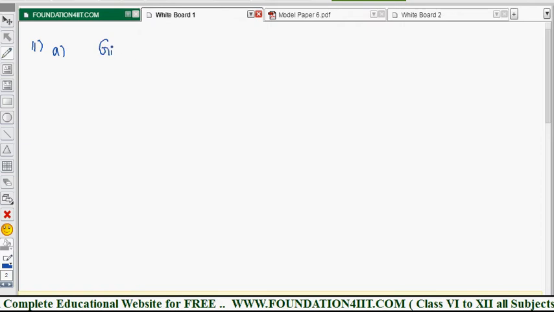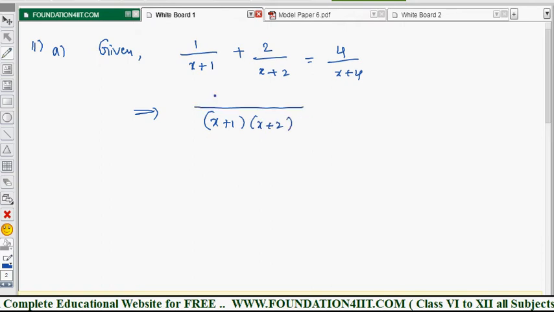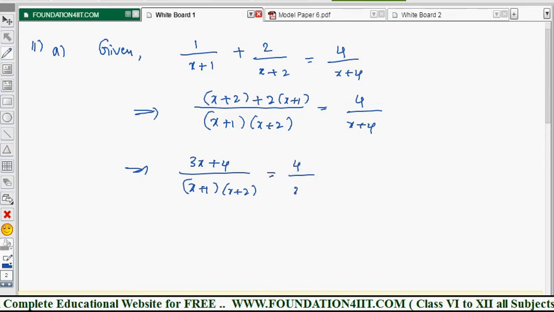So your given equation is 1 by x plus 1 plus 2 by x plus 2 is equal to 4 by x plus 4. This is given. Let us take the LCM. (x plus 1) into (x plus 2) is the denominator as LCM, and the numerator is (x plus 2) plus 2 into (x plus 1), that is equal to 4 by x plus 4. Simplify more: x plus 2 plus 2x plus 2, so finally that is 3x plus 4 by (x plus 1) into (x plus 2) is equal to 4 by x plus 4.